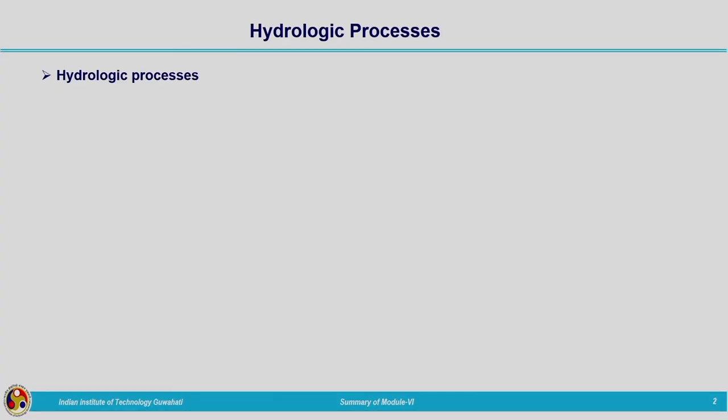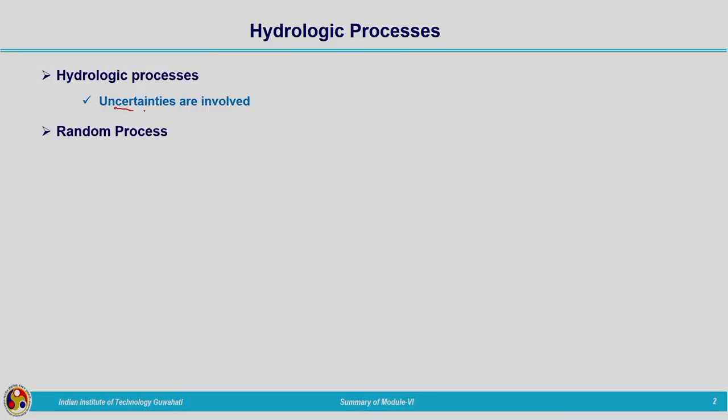Different hydrologic processes we have looked into. When we observe those processes, we can understand that there are a lot of uncertainties involved with them. So, in such cases, when uncertainties are involved with the processes, we cannot model those systems, which involve inputs having uncertainties, by making use of deterministic principles. So, we may have to consider those variables and the system by means of random process. Random process is involved with different variables which are termed as random variables. Two types of random variables we have already discussed: continuous random variable and discrete random variable.